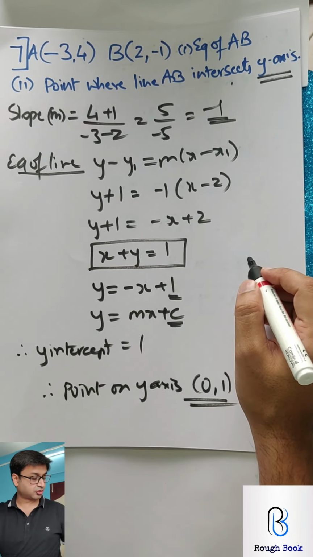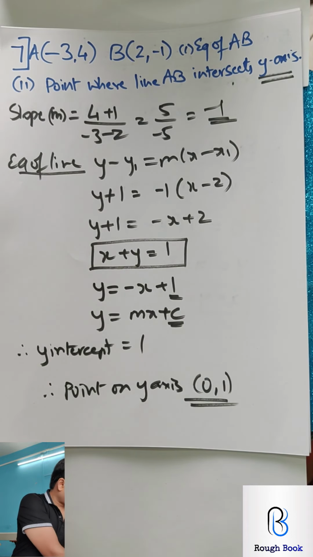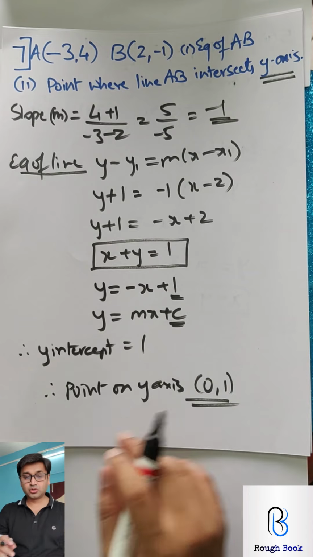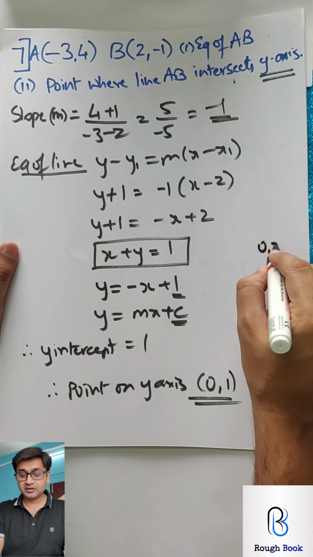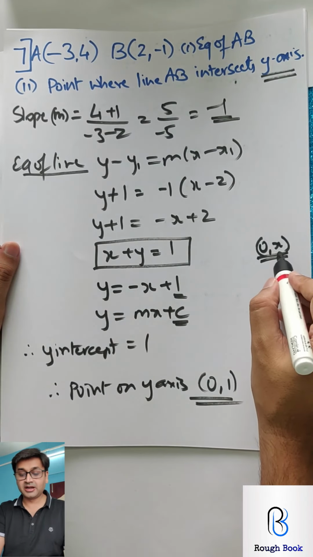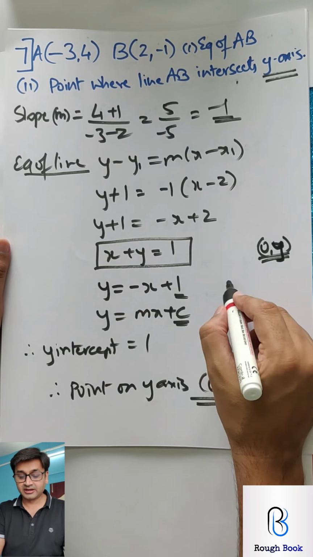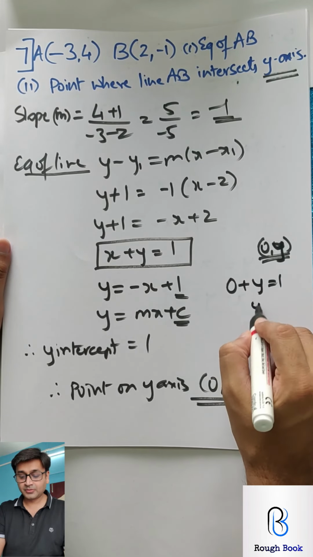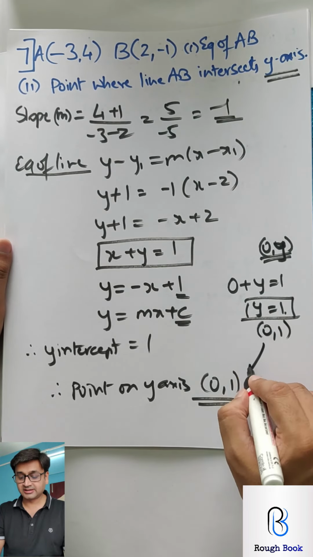There are two methods to solve this. The first method is what we just now did, and the second method is even more interesting. What is the second method? Since the point lies on the y axis, it is (0, y). Substitute 0 for x here, and automatically you'll get the value of y. Let's see, 0 plus y is 1. So y is 1. Since y is 1, put that over here and you get the same answer.